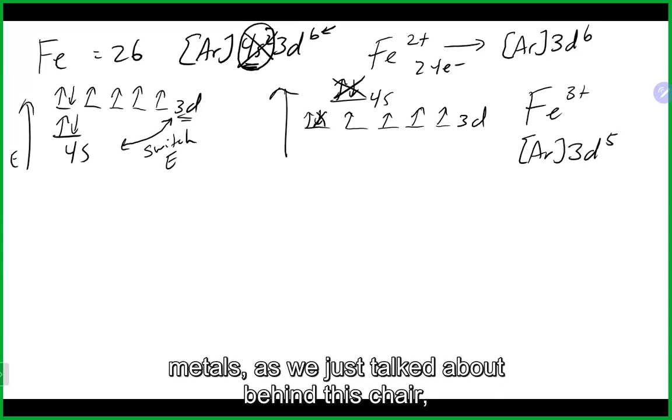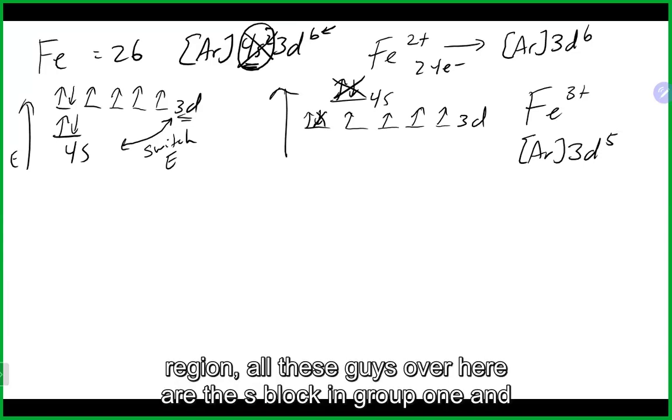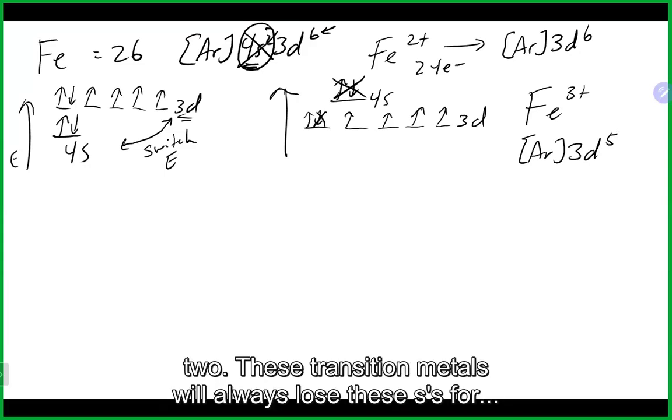So transition metals, as we just talked about, these are the transition metals. All these guys over here are the S block in group 1 and 2. These transition metals will always lose these S's first.